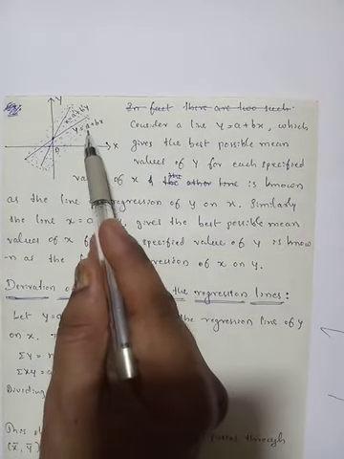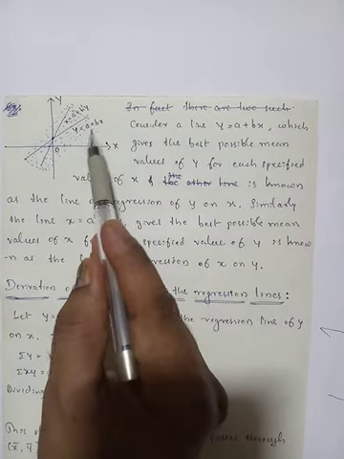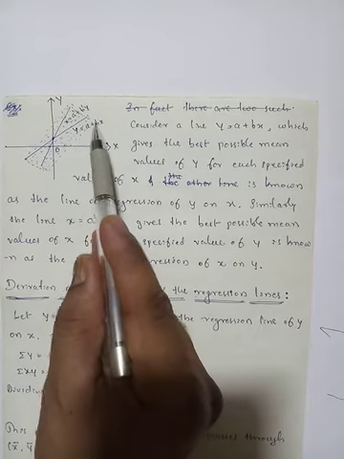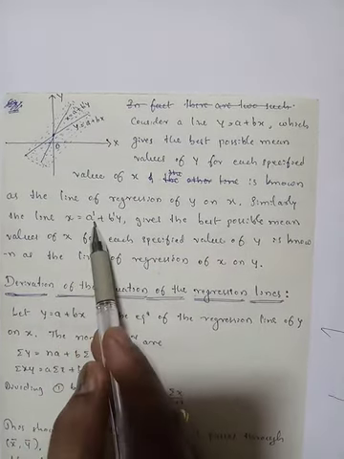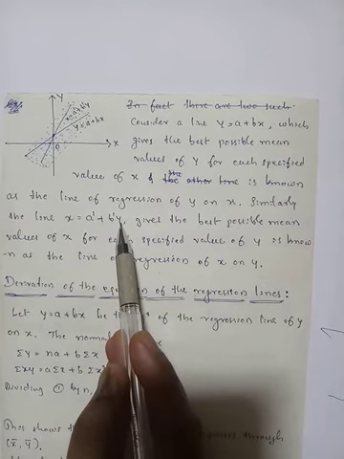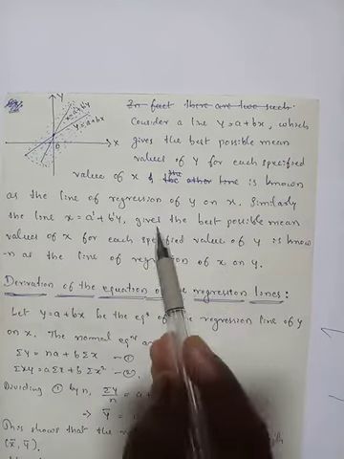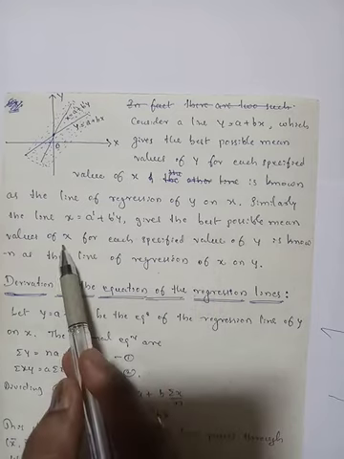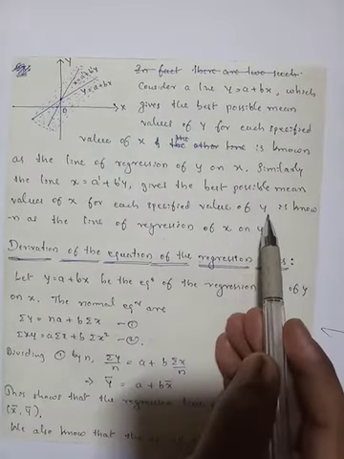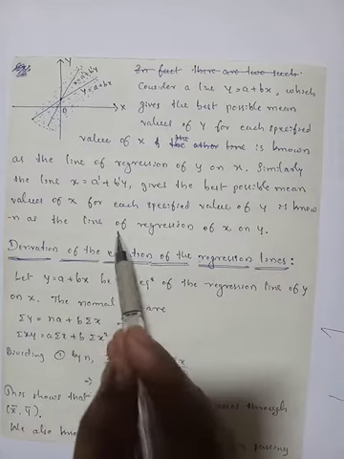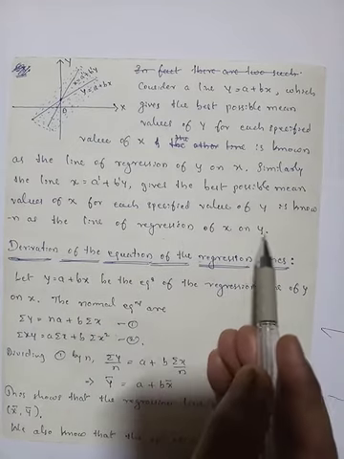Whenever there is a straight line y equal to a plus bx, we say this is a line of regression of y on x. Similarly, the other line is x equal to a dash plus b dash y. This gives the best possible mean values of x for each specified value of y. This is known as the line of regression of x on y.